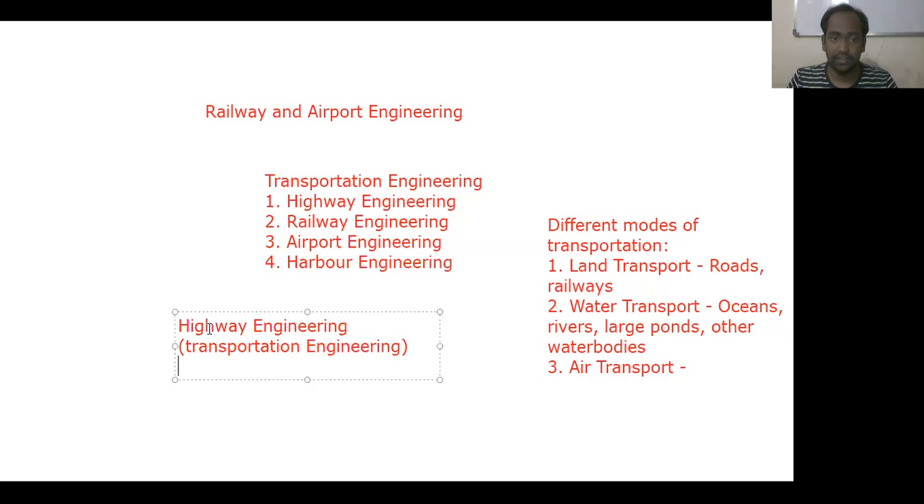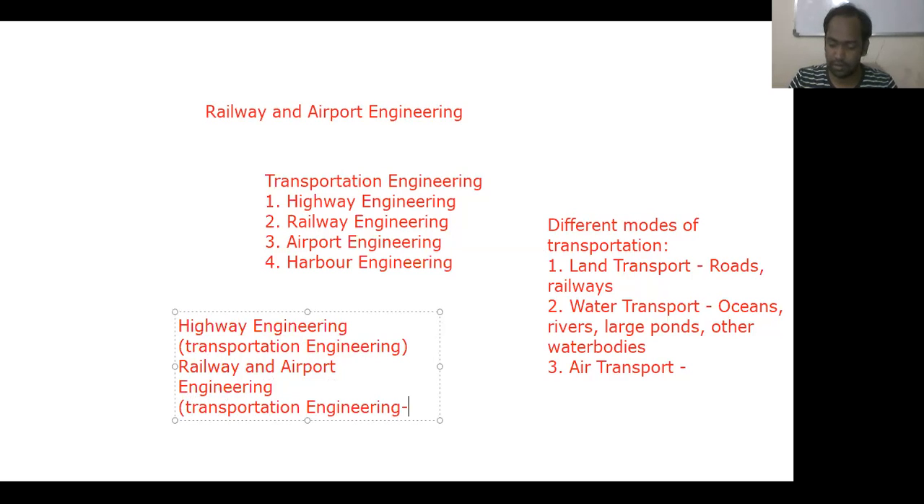And another one is railway engineering and airport engineering. Both subjects have been combined into a single subject, that is railway and airport engineering. So what are we going to study in this year? In some places this may be called transportation engineering too. Highway engineering may be called transportation engineering one.